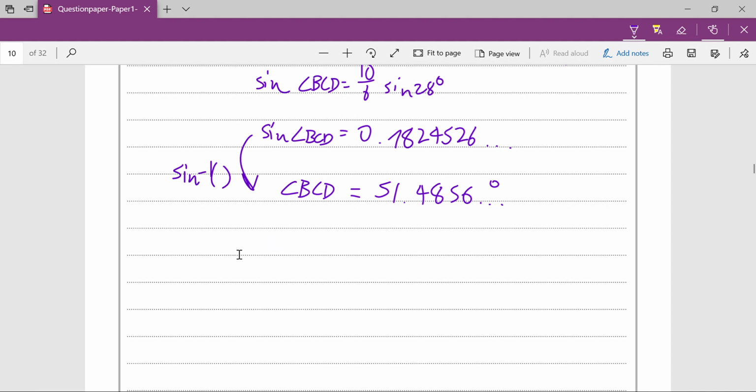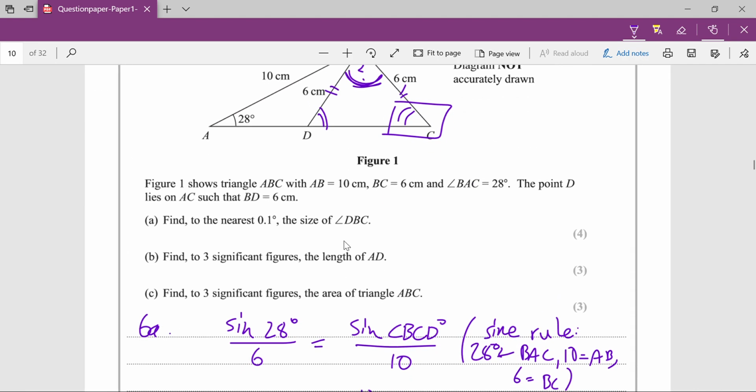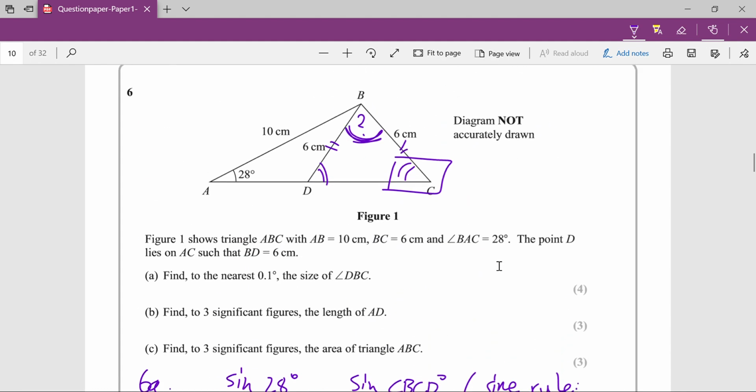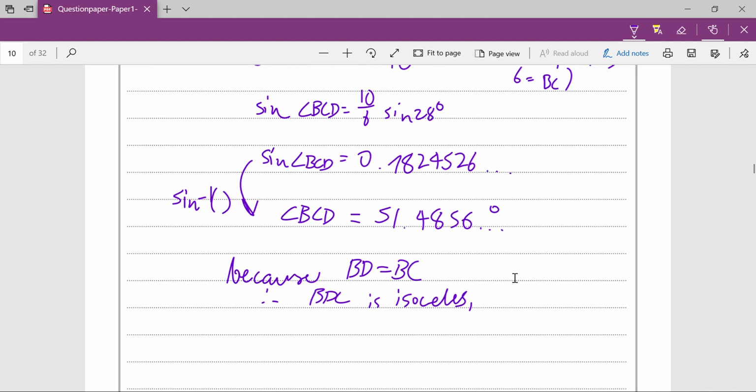So anyway, because we need to show our reasoning, BD is BC, therefore BDC is isosceles, and additionally BDC and BCD are equal.